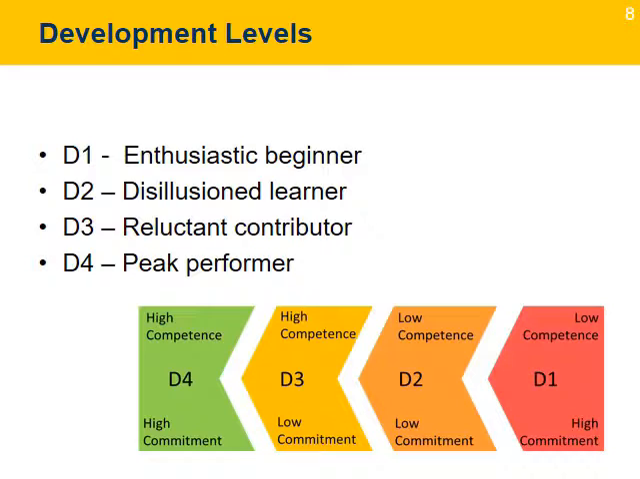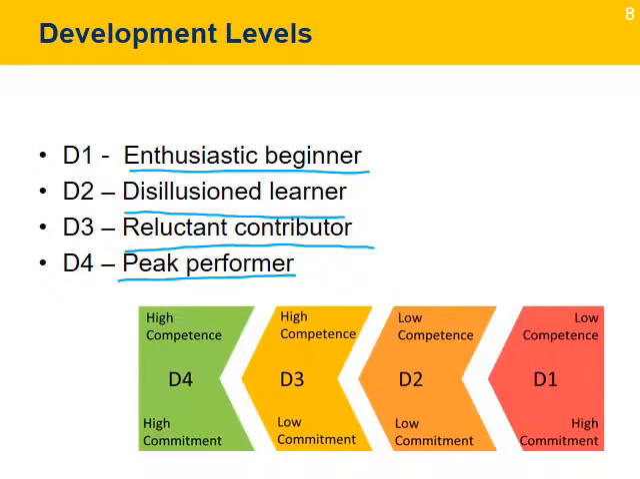The development levels describe various combinations of commitment and competence for team members on a given task. For a particular task, a team member can be classified into four categories. D1 is the enthusiastic beginner with low competence but high commitment. D2 is the disillusioned learner with low competence and low commitment. D3 is the reluctant contributor with high competence but low commitment. And D4 is the peak performer with high competence and high commitment.